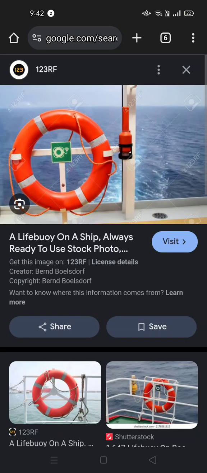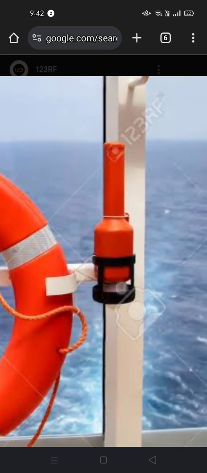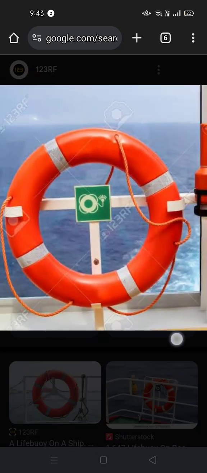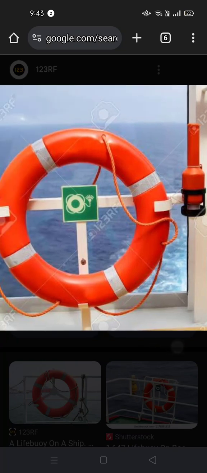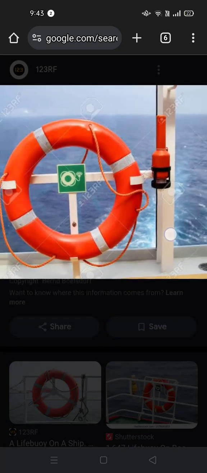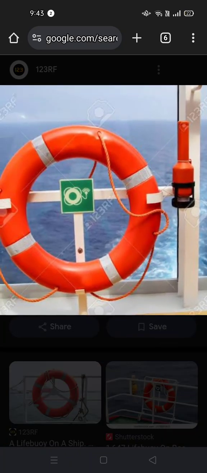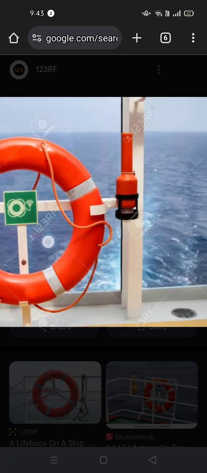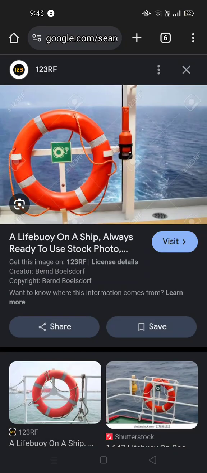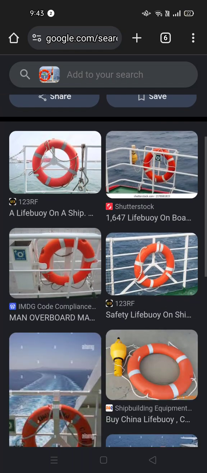So here you can see this light as well, right? That's a requirement for the light as well: the intensity should be 2 candela luminous intensity, and it should burn continuously for a period of 2 hours. The requirement is that 50% of the lifebuoys should have this light with them, and on both sides of the vessel one lifebuoy should have a lifeline. I'll show you how the lifeline looks.